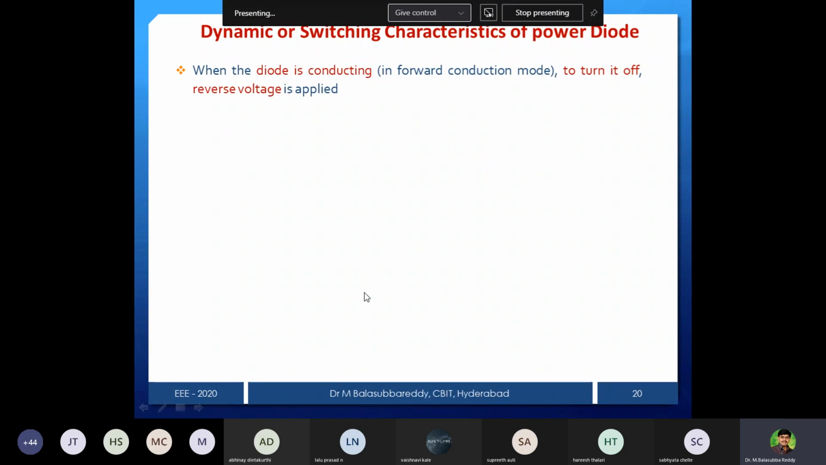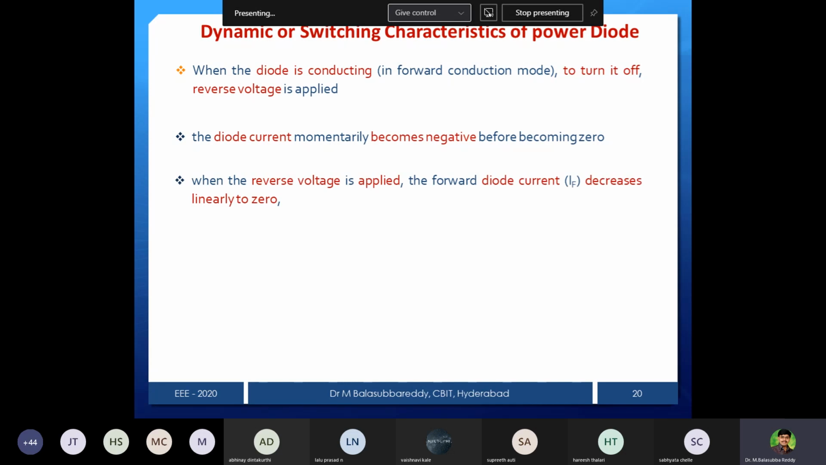Now we'll see the dynamic characteristics when the diode is conducting. To turn it off, a reverse voltage is applied. The diode automatically conducts when the anode is positive with respect to the cathode by a small voltage, say 0.6 or 0.7 volts. When the diode is conducting, to turn it off a reverse voltage needs to be applied. The diode current momentarily becomes negative before turning off; a negative current will be developed before it becomes zero.